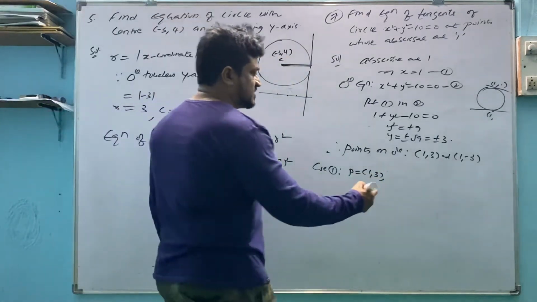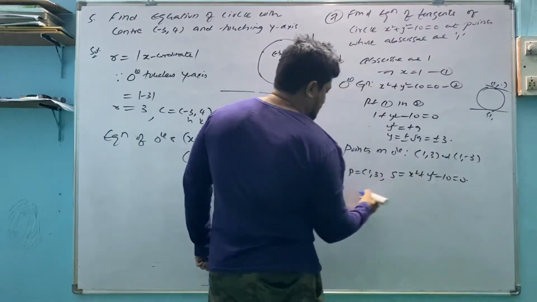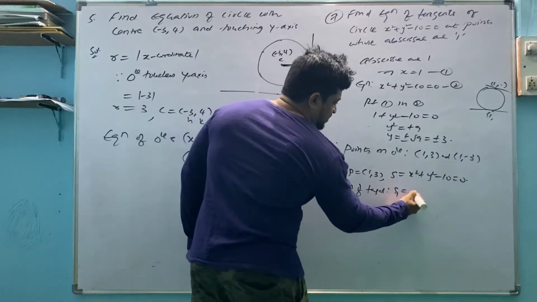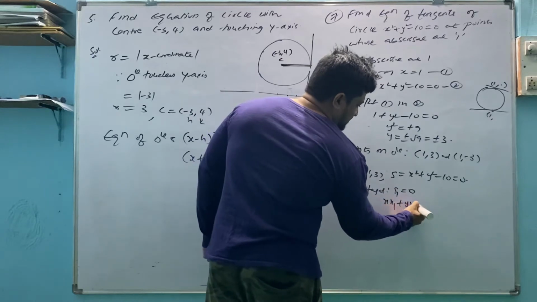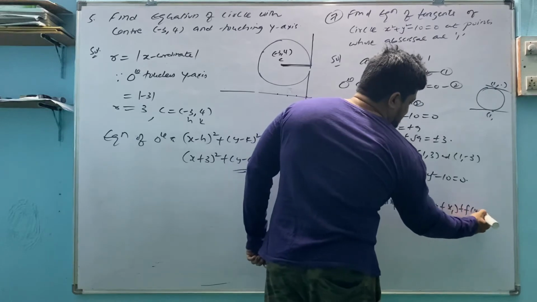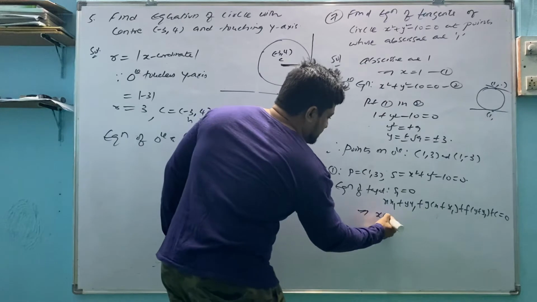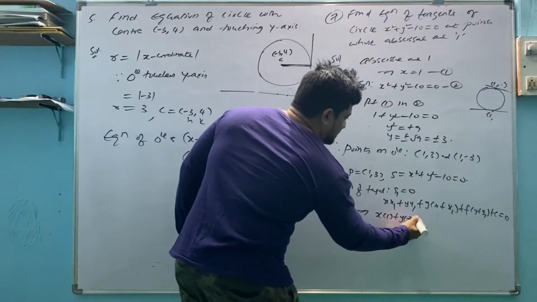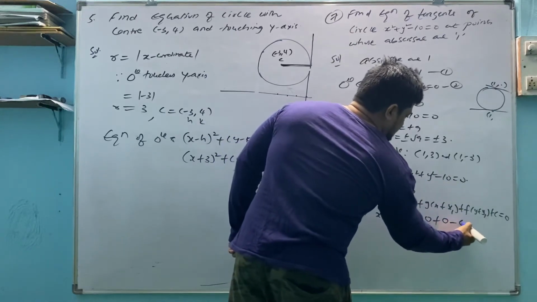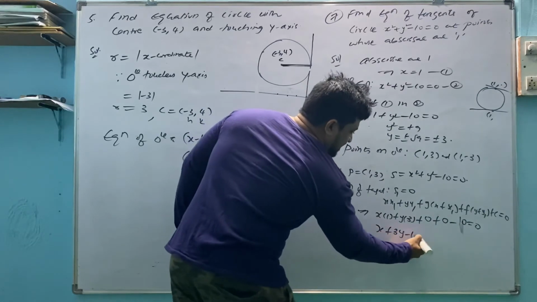Circle is given to us. S equals x square plus y square minus 10 equal to 0. So what is the equation of tangent? S1 equals to 0: x x1 plus y y1 plus g into (x plus x1) plus f into (y plus y1) plus c equal to 0. So this will be x into x1 plus y into y1, plus g is not there in this one, f is also not there, plus c, minus 10 equal to 0. So this is x plus 3y minus 10 equal to 0.